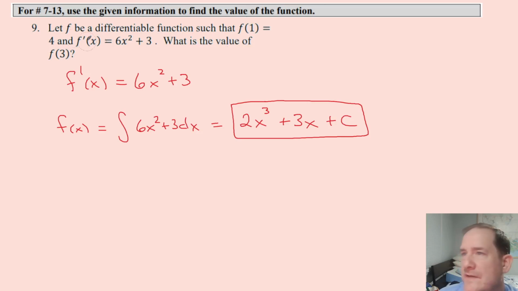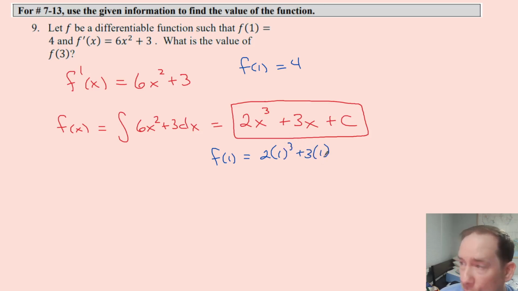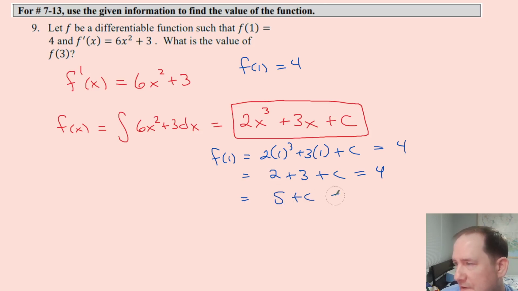But again, they gave us a data point. They said that f of 1 gave 4. So if we substitute it into this, then f of 1 would be 2 times 1 cubed plus 3 times 1 plus c. That's supposed to give 4. But right now we're getting what? 2 plus 3 plus c equals 4. That means that 5 plus c equals 4. That means that c is obviously negative 1.